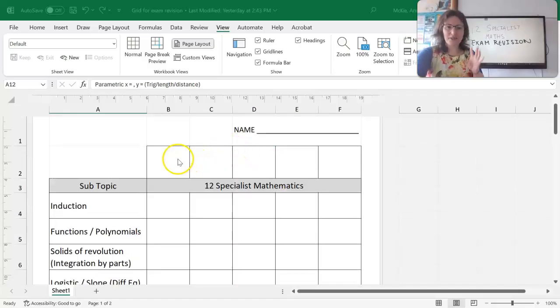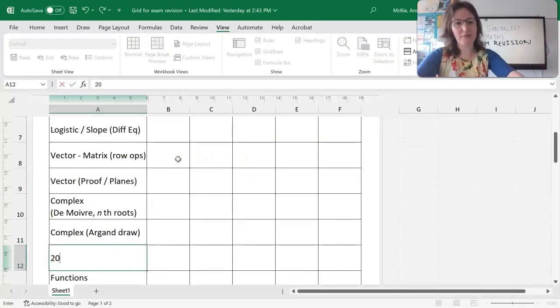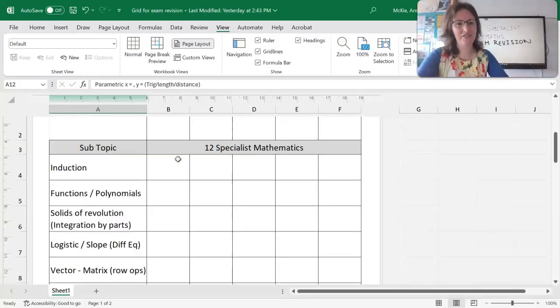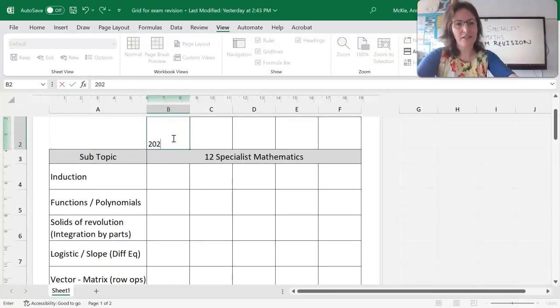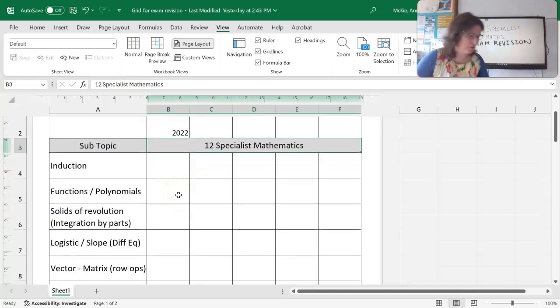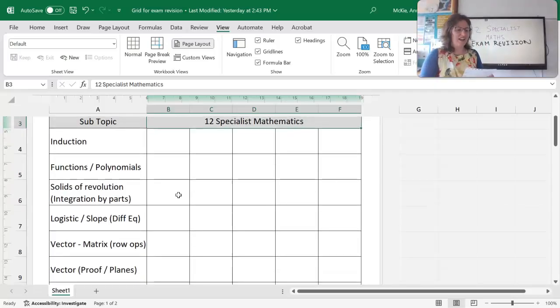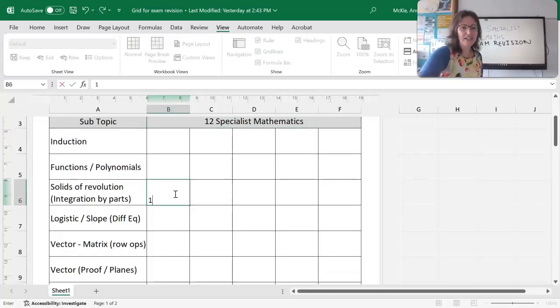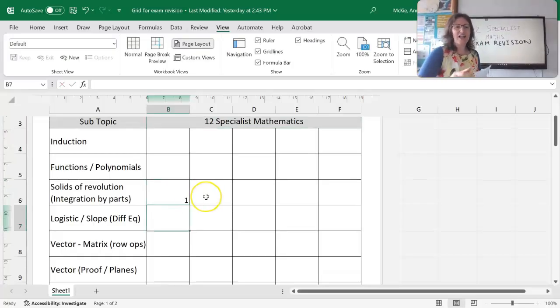So if you're writing 2022 in the top column here, I suppose I could write it there for you to show you what I'm talking about. Then you open up the 2022 paper and you go through it and you go, okay, so I'm looking at the first question of 22, question 1, and that would be a solids of revolution. And so I would be putting a 1 into this box here. Each question can only go in one box, but you can have more than one question in any box.